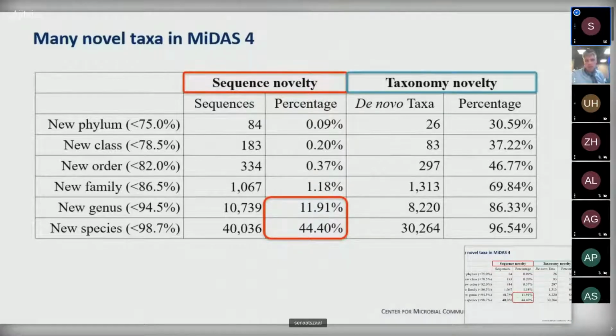Another way to evaluate novelty is to look into taxonomy novelty. So how many taxa do we provide a placeholder name for, or de novo taxa, as is given here? And what we can see is that on all the different taxonomic levels, we have a high percentage of de novo taxa. And if you look at the genus level here, it's more than 86% of all the taxa which are provided with placeholder names based on the AutoTax procedure. So if we don't have this de novo taxonomy, we're not really able to talk about these taxa at this level here.